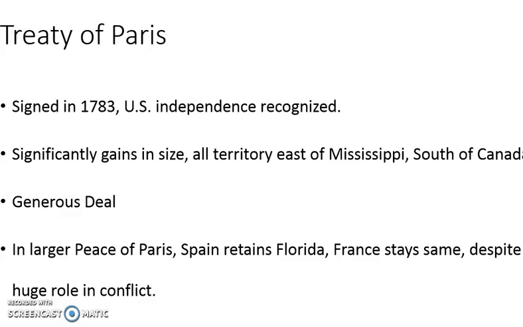Also, after signing this, we did not just have the 13 colonies, we significantly gained in size. We got basically all the territories east of the Mississippi, south of Canada. Britain pretty well relinquished all their territories at this point. A very generous deal, which helped them in a lot of ways, because immediately after the war it gave them a lot of favor in our eyes, and we were good trading partners with them pretty well up until the War of 1812.